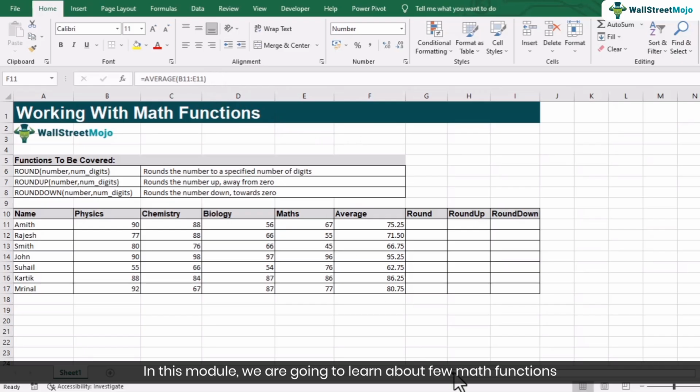In this module, we are going to learn about a few math functions like round, round up and round down and see how they work. Now, if you look at this list here, it displays the names of a few students and their marks in respective subjects. It also shows the average marks.